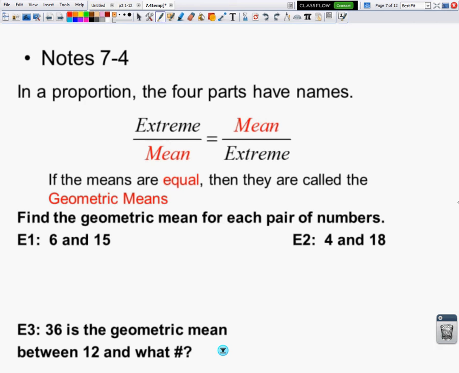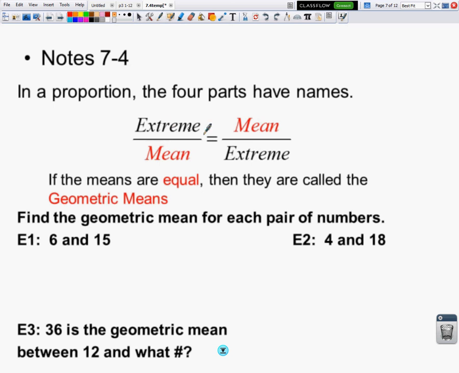Today we're going to talk about geometric means and how they relate to a specific type of right triangle when you draw in an altitude from the right angle to the hypotenuse. But the first thing we're going to do is define what a geometric mean is.